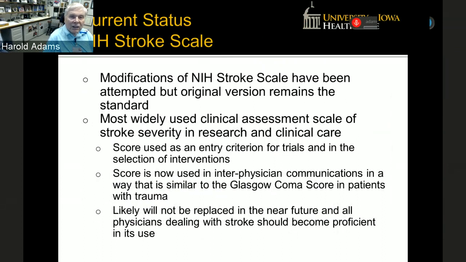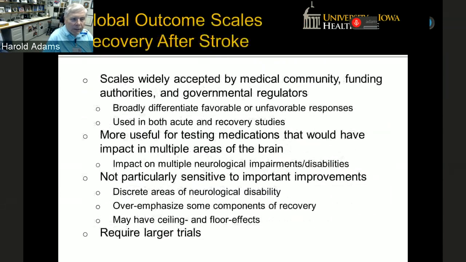It is the standard clinical outcome measure, and also a standard measure for severity for patient entry. Now, global outcome scales have been accepted by the medical community, government regulators, and authorities. These are used in both acute and recovery studies.